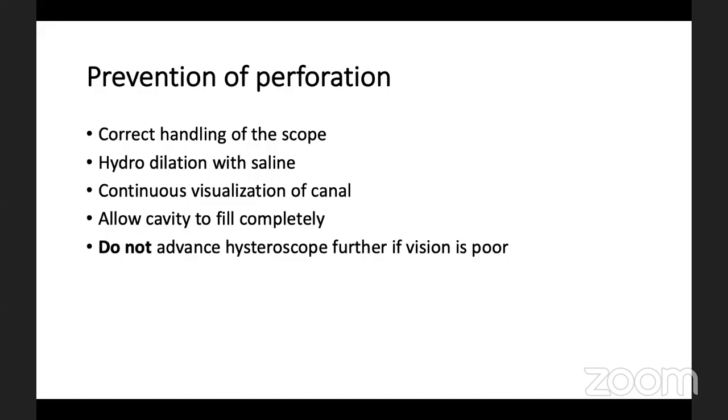So how do we prevent perforation? Basically, if you handle your scope correctly, this reduces your chance of perforating. Allow whatever media you're using to dilate for you, so that you can see. So always make sure that you can see where you're going. There should be continuous visualization of the canal at all times. So whenever you can't see, just do not advance the scope until you can see. And always allow the cavity to fill up completely. This way you avoid perforation.